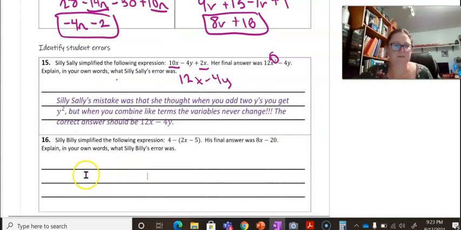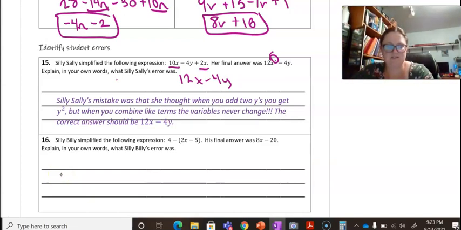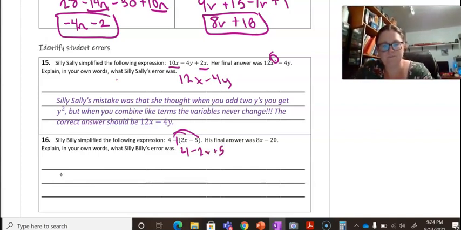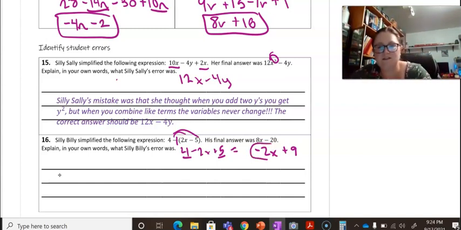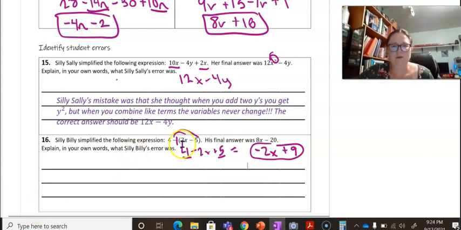Okay, so now for the Silly Billy problem, Silly Billy simplified 4 minus 2x minus 5, and he got 8x minus 20. Again, I think a good approach to these is to go ahead and solve it first, sorry, this is evaluating, to evaluate it to see what it should be. 4 minus 2x plus 5, which would simplify to negative 2x plus 9, because 4 and 5 make 9. So he's nowhere near. So this one's hard because doing the correct answer didn't really get me close to finding the incorrect answer. Where would 8 have come from?